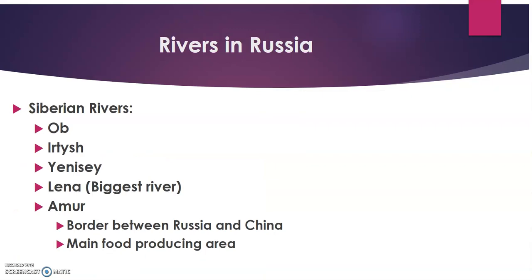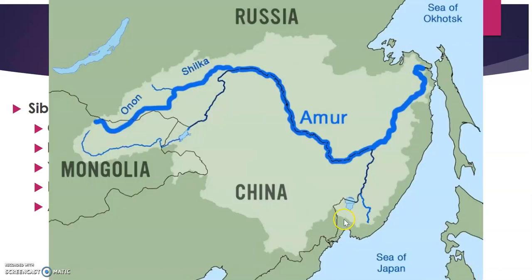More on rivers in Russia. So here are the list of the Siberian rivers. Lena is the biggest river. Amur is the river that borders between Russia and China. Now it is very important because it is the main food producing area. On this map, you can see the river Amur right here. Okay, it is the border between Russia and China.